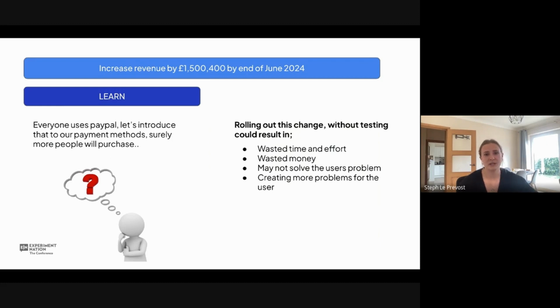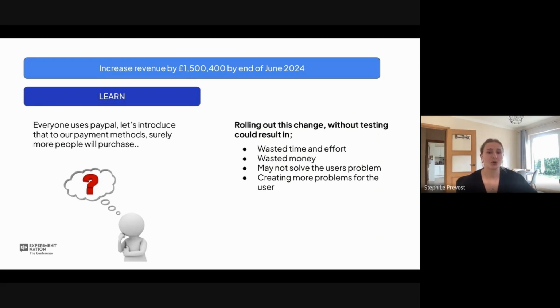So I've got an example here of what a learn experiment could potentially be. And the quote is that everyone uses PayPal. Let's introduce that to our payment method. Surely more people will purchase. So kind of classic case of they're doing it, so we should too. But not having actual real world user data from your customers directly that says that they would want PayPal and that they would use it.